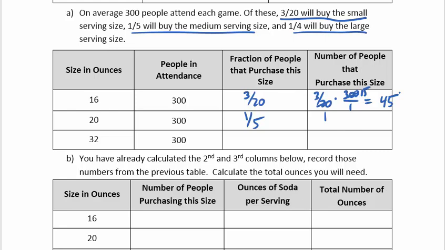So we want to do exactly the same thing down here to find out how many people are going to buy the 20 ounce and the 32 ounce size. We're using 1/5 here and I think 1/4 there.